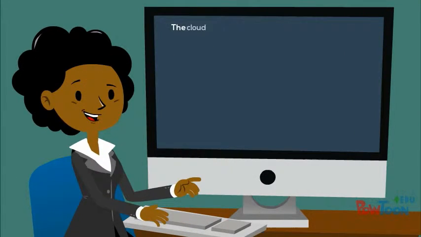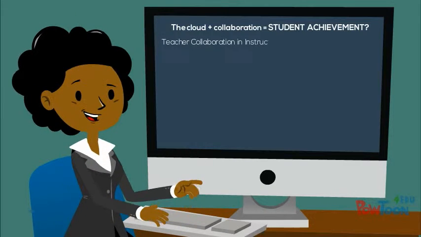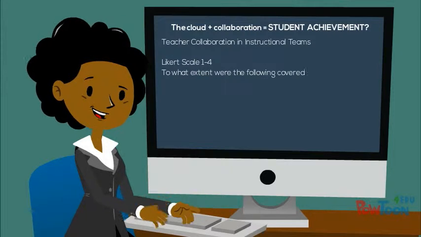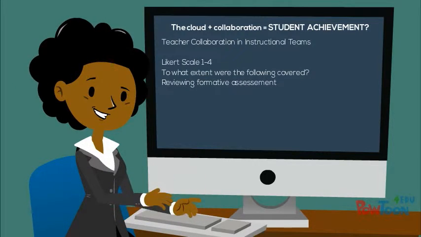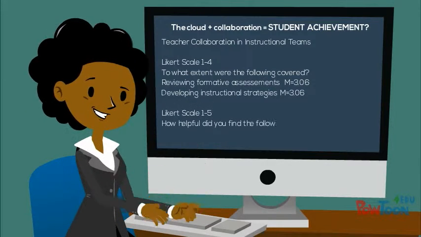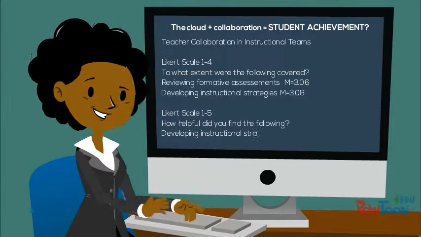Research conducted in Miami-Dade public schools involving teacher collaboration found that teachers discussed assessments and instructional strategies in some depth during planning. They also found collaborative discussions about the needs of specific students helpful. More research is needed to determine if cloud applications could improve teacher perceptions.